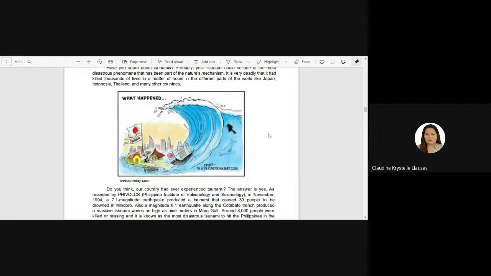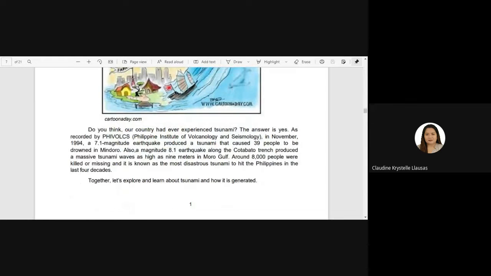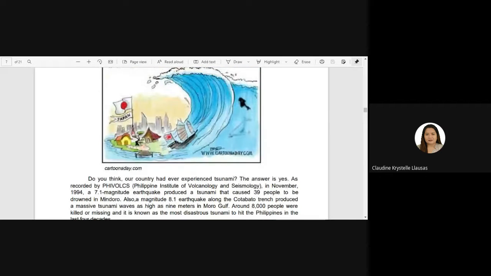Illustration on how usually mahitabo basta na tsunami. Kani siya sa Japan siya. Okay? Do you think our country had ever experienced tsunami?